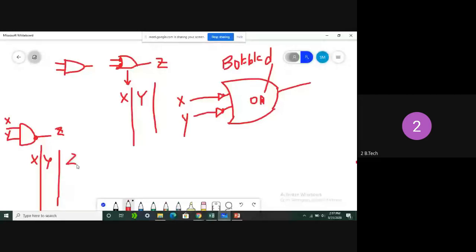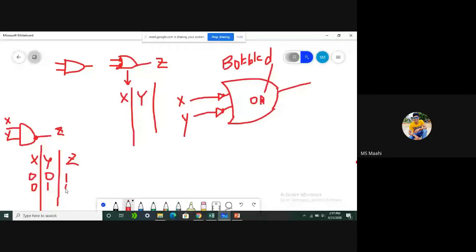Tell me, 0 0. What is happening? Actually, 0 0 for an AND gate, 0 has to come, but it is a NAND. If it is a NAND, so what will come? 1, sir. 1 will come. So for 0 1 also, if it is an AND gate we should get 0, but it is NAND, so we get the reverse of it.